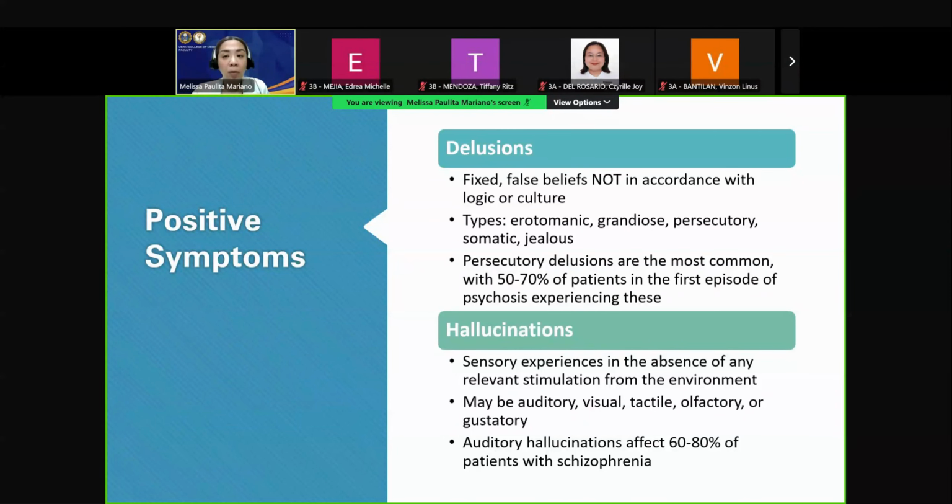Delusions are fixed, false beliefs not in accordance with logic or culture. So, for example, a person believing that aliens are going to be landing in their backyard and maybe digging up tons and tons of gold and potentially killing them in the process, despite people convincing them that there are no aliens and there's no gold in the backyard and nobody is going to kill them. That's an example of a delusion of persecution. Someone is out to get you.